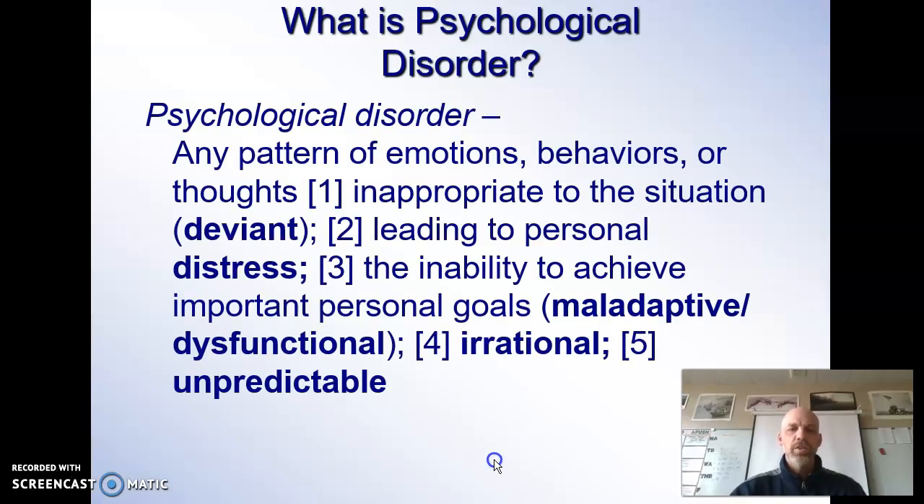What is a psychological disorder? The first thing that we start to think about when we look at psychological disorders are patterns. Patterns of emotions, behaviors, or thoughts that can do one or more of these things. Number one, they're inappropriate to the situation, so they are deviant. We have a real strong negative connotation with the word deviant.